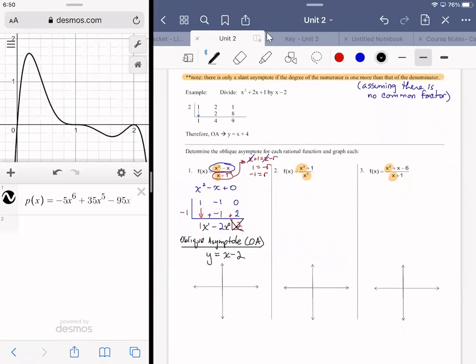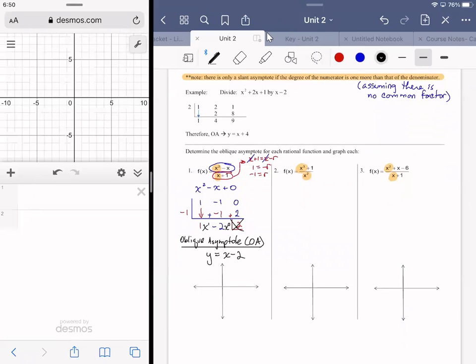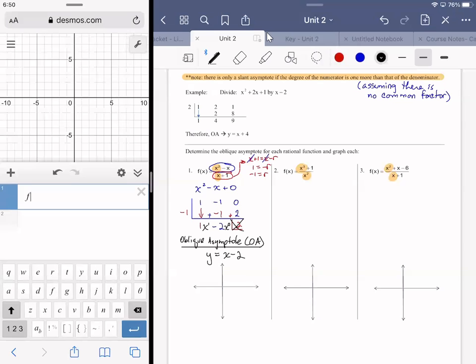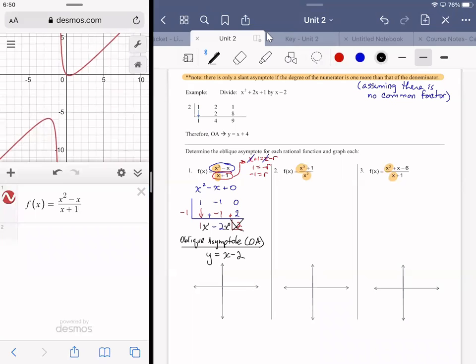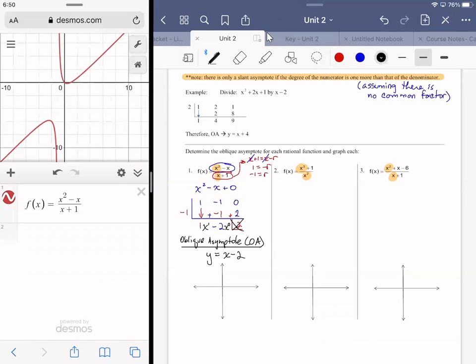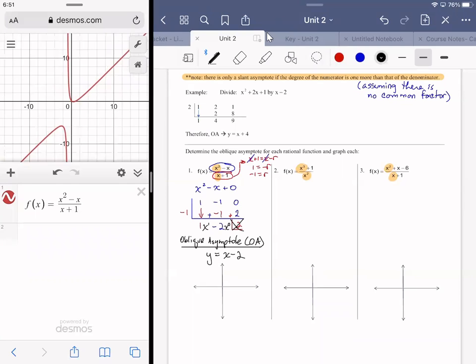As far as the graph is concerned, that graph can be a Desmos graph. It's really just a matter of verifying. So let me just show you really quickly on Desmos. I'm going to put my original function in. Now, it is possible for a function to have multiple types of asymptotes. Like, for example, this one actually has a vertical asymptote also. And I can show you that real quick as well.